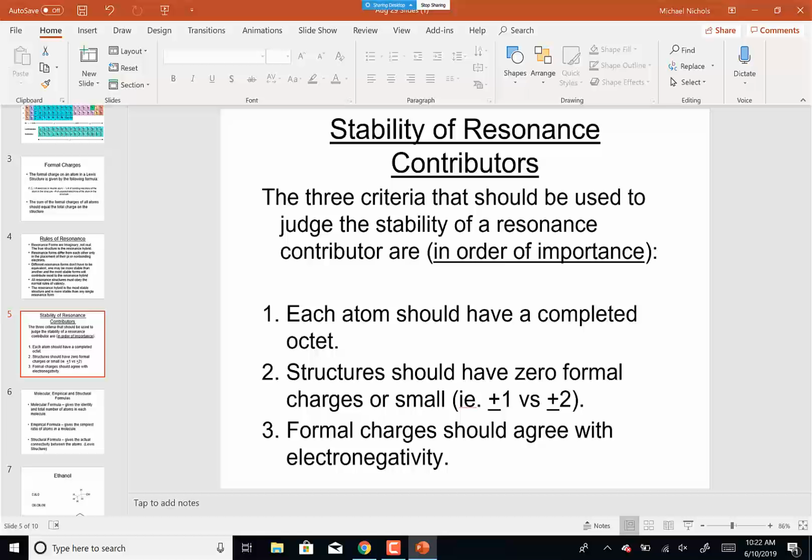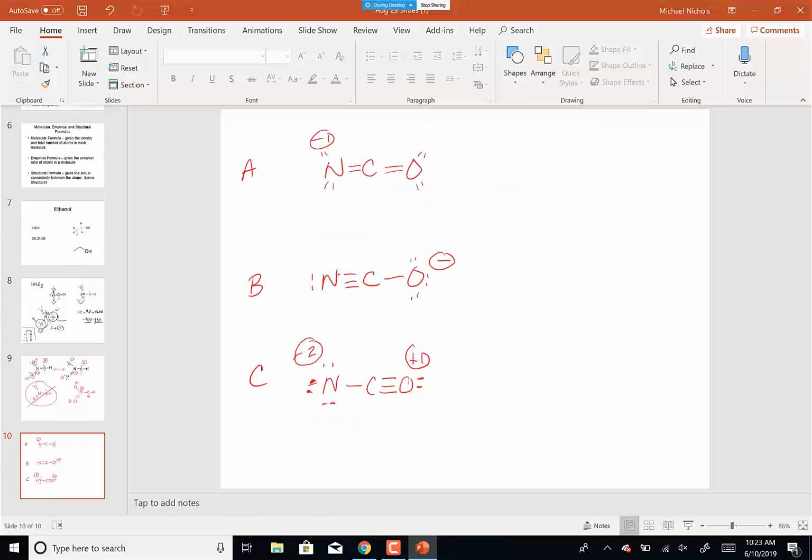Number 2, they should have 0 formal charges or small formal charges. I've said 0 would be best, then +1, -1, versus +2, -2. So number 2 says which one is the least stable, because they should be small, ±1 versus ±2. The -2 on structure C does what? That makes it less stable. So we can go back to C and say, according to rule number 2, that should be the least stable of all.